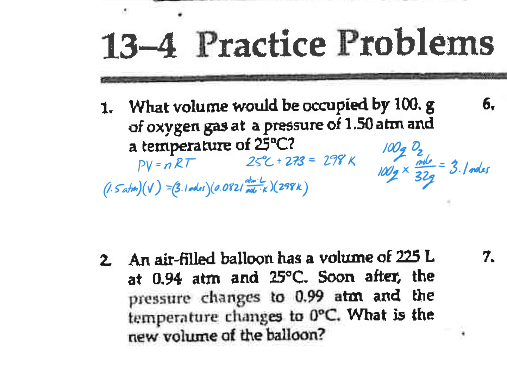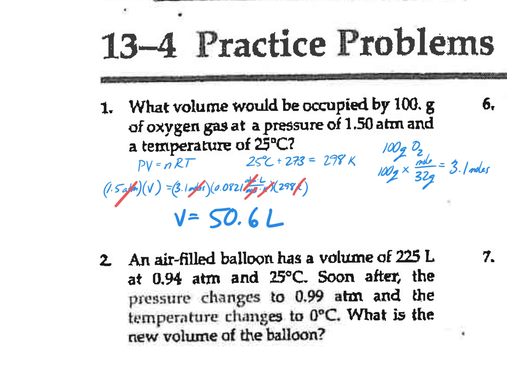Now what I've done here is set everything up. I want to show you how all the units are canceling that we need to cancel. Atmospheres cancels. Moles cancel. Kelvin cancels. What we're left with is liters, and now we can solve for volume in liters. I just did the math, and my volume comes out to be 50.6 liters. This is using the ideal gas law to solve the problem.